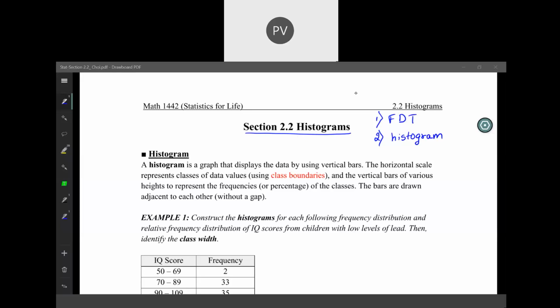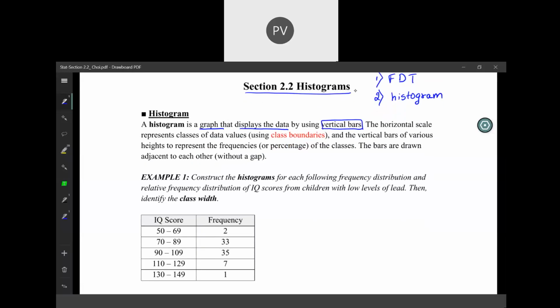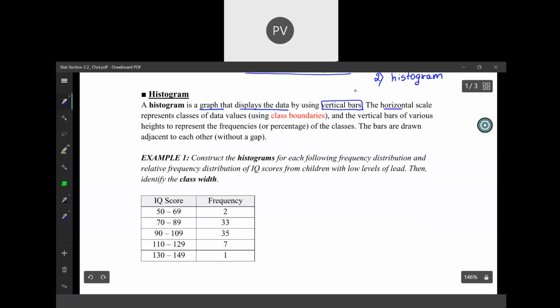So what is a histogram? A histogram is nothing but a graph which displays the data by using vertical bars. So the data is displayed in vertical bars. Here the horizontal scale will represent the data values or the classes, and the vertical bars will represent the frequencies. One more thing is that these bars should be adjacent to each other, which means there should not be any gap in the data.